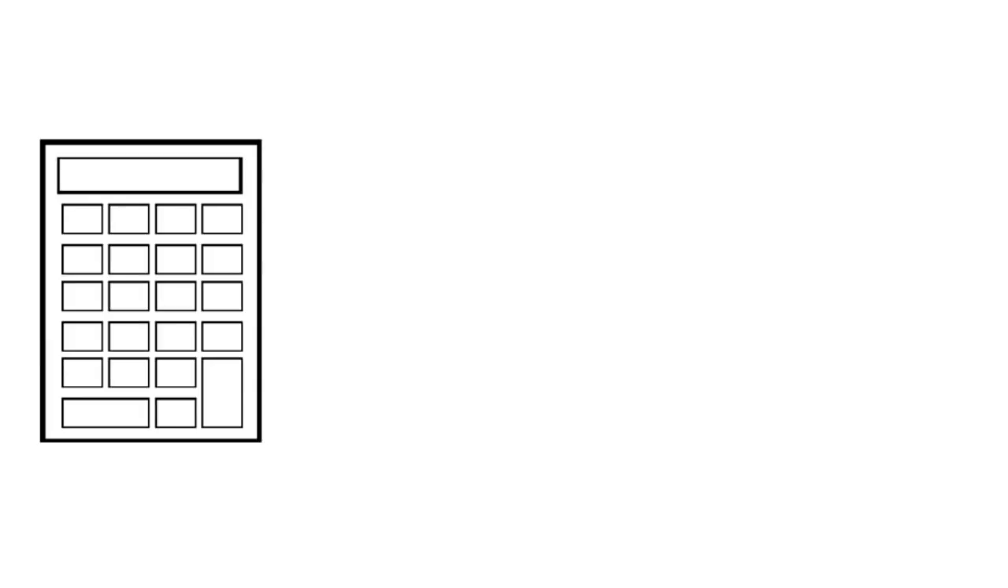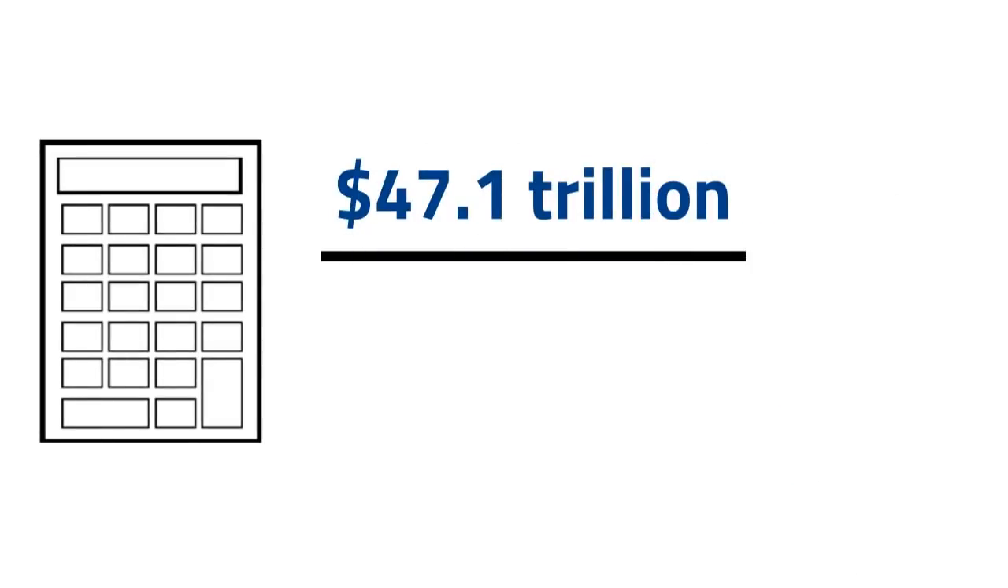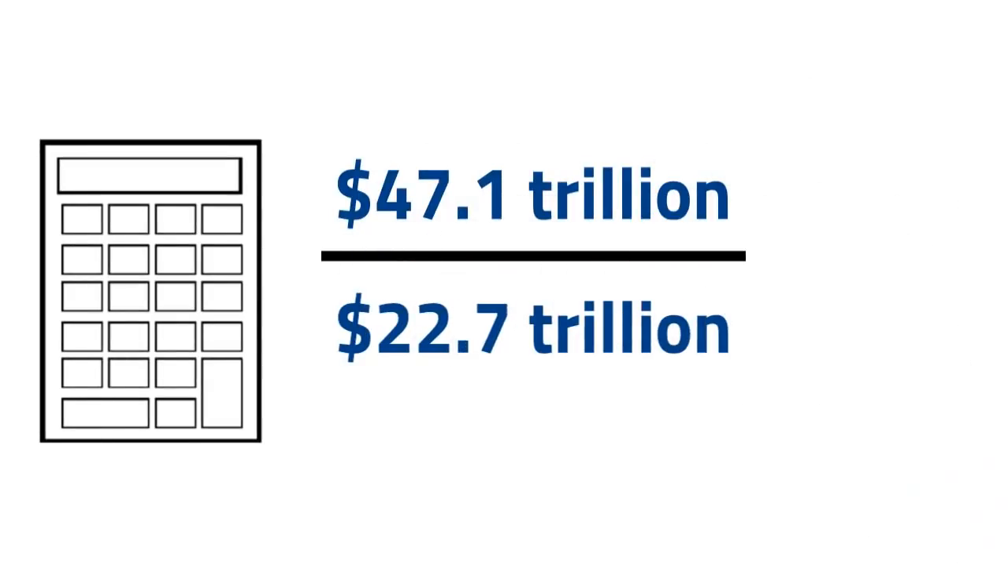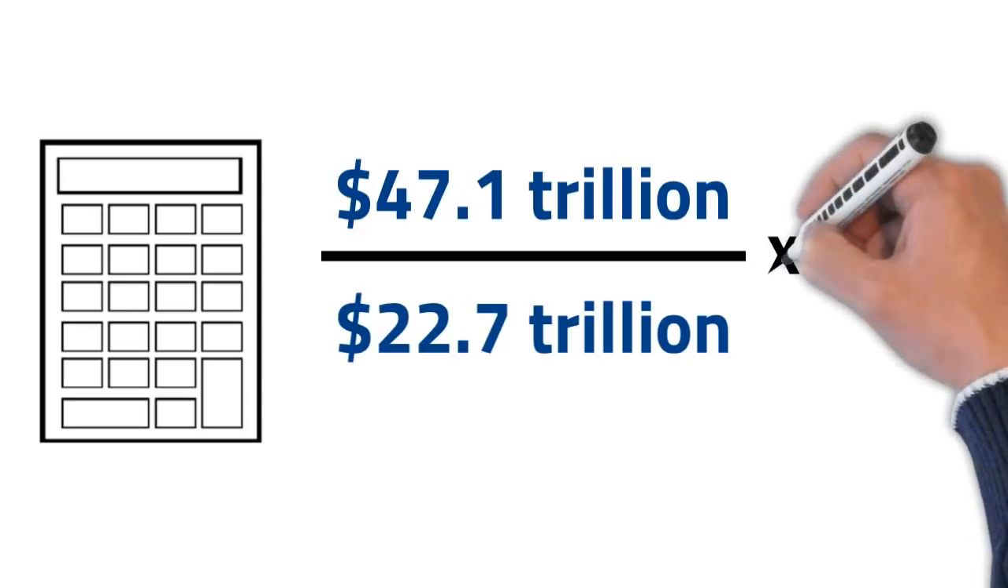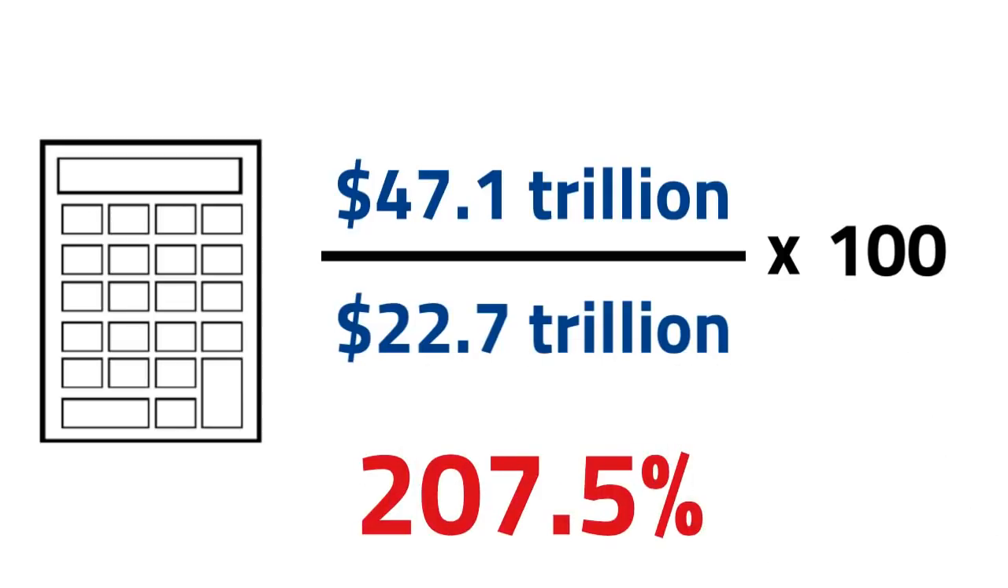We now have the two numbers we need to calculate the Buffett indicator. We have the market value of all U.S. stocks with the Wilshire 5000 market cap currently at $47.1 trillion, as well as a current GDP of $22.7 trillion. If we divide $47.1 trillion by $22.7 trillion, we get 2.075. We then multiply that number by 100 to turn it into a percentage. This means the famous Buffett indicator is at 207.5%.